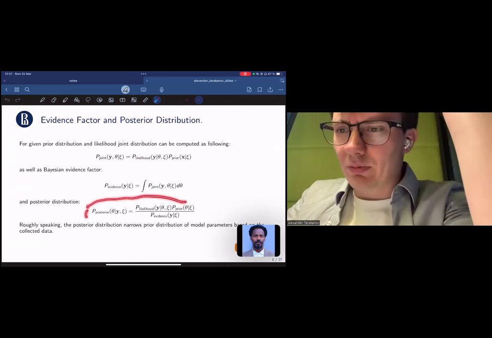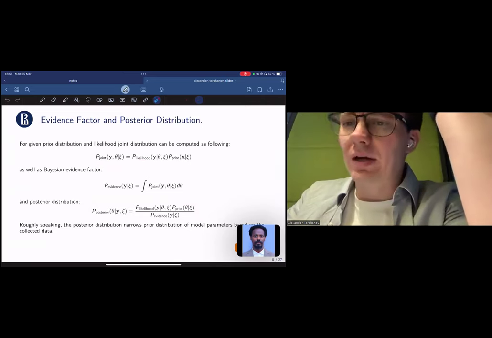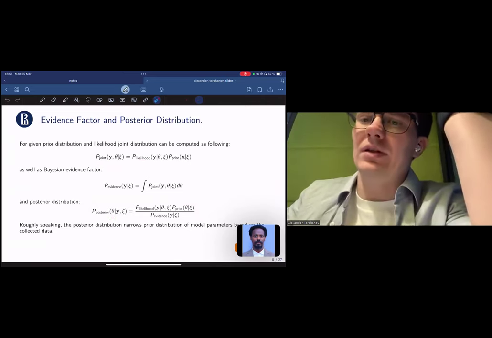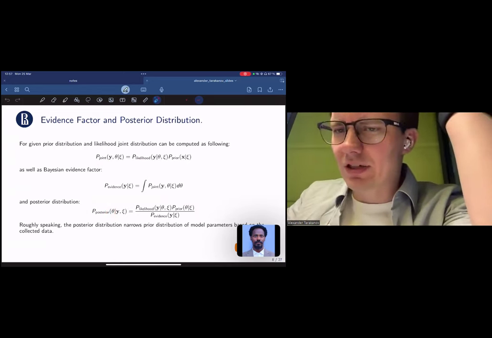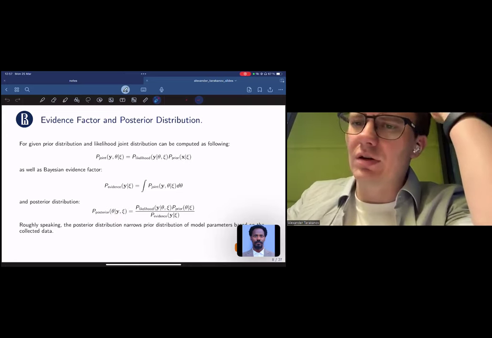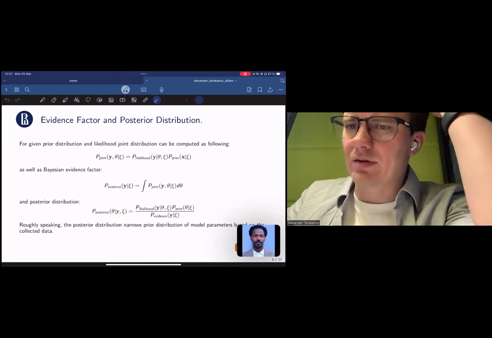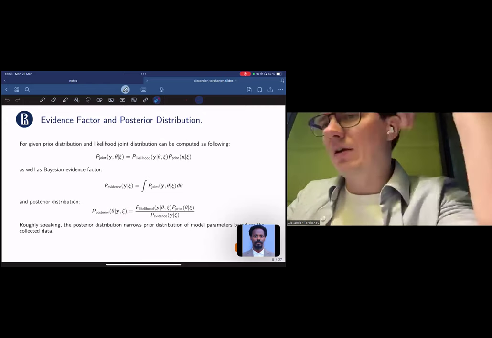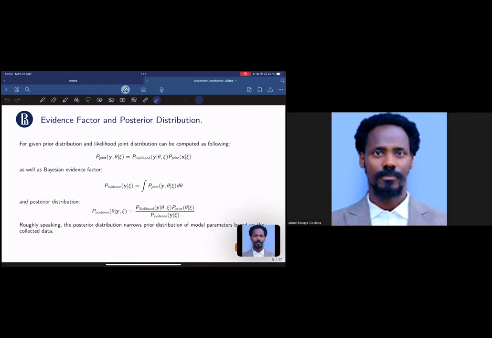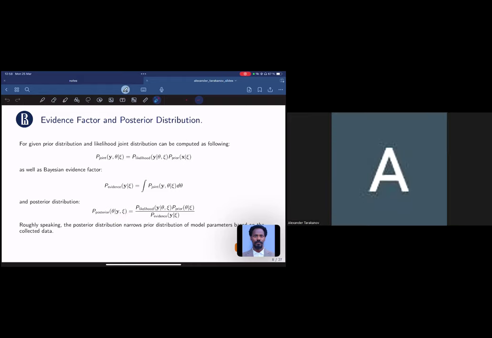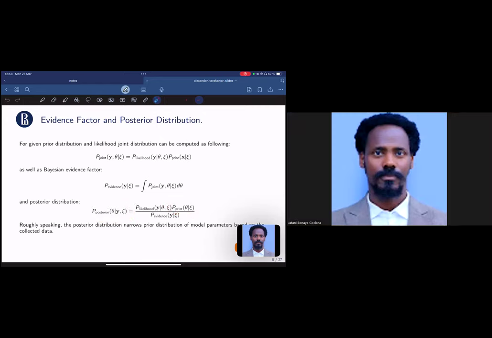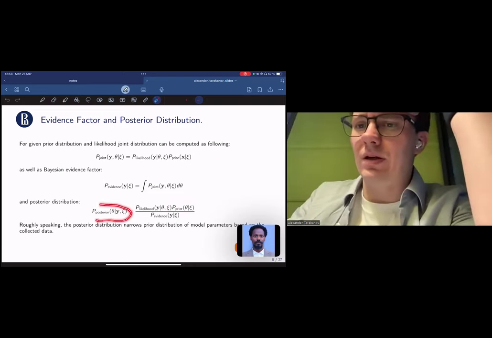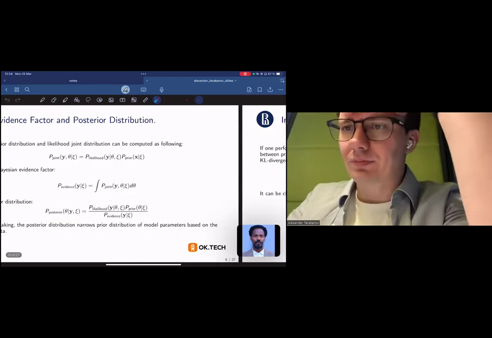You can form the posterior distribution based on Bayes' theorem, which tells you the probability of having these model parameters theta if you have observed vector y with your experiment controlled by the psi parameters. You can think about it as starting with the prior distribution, and after taking the measurement, the probability distribution of your model parameters is constrained by the observation vector.